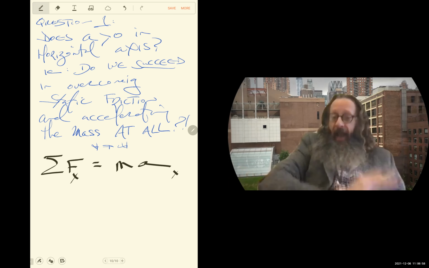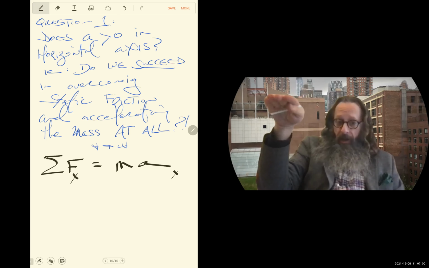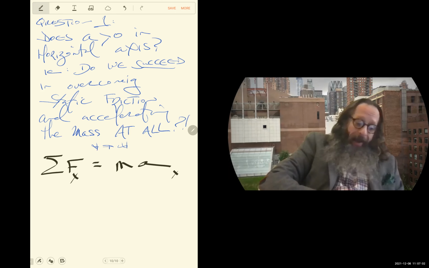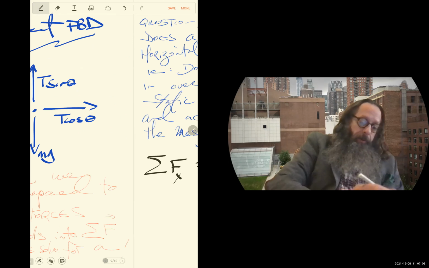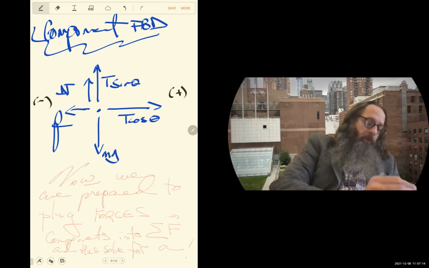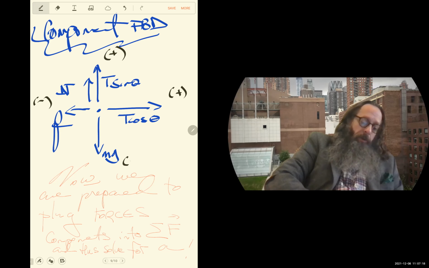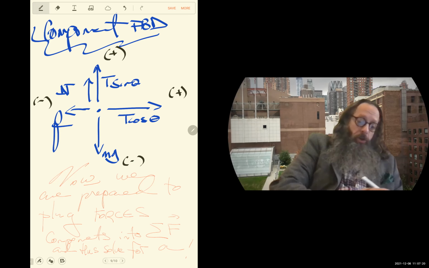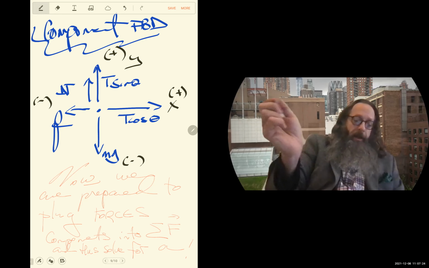So I'm applying F net equals MA to the horizontal axis. Let's assume that this is the plus direction along the x-axis, and this is the minus direction. This is assuming we've set it up. So this is our x-axis, and this is our y-axis, right?